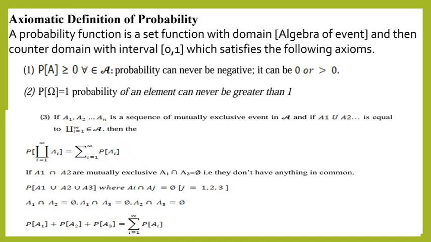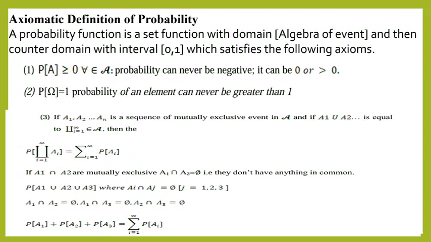Or we can say the axiomatic definition of probability is: a probability function P is a function from the algebra F to the interval [0, 1], assigning a probability to each event, which satisfies the three Kolmogorov axioms, which are the axiom of non-negativity, the axiom of normalization, and the axiom of additivity.